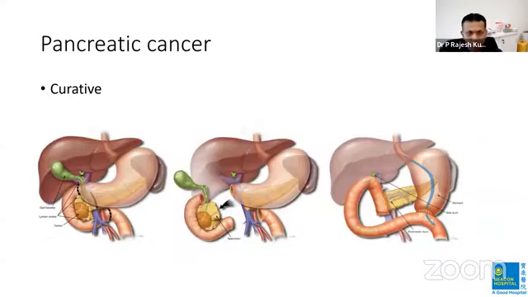So let's talk about pancreatic cancer now. With pancreatic cancer, there can be curative and another one called palliative. If you pick it up early, then we aim for curative. When you pick it up late, you have to aim for palliative.